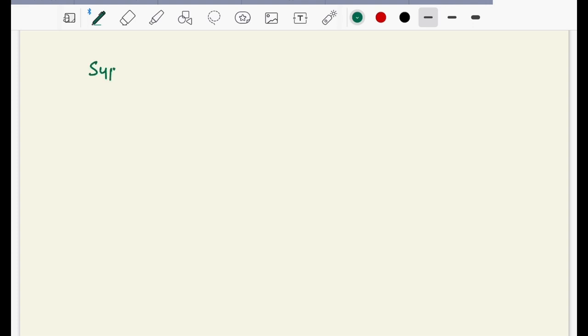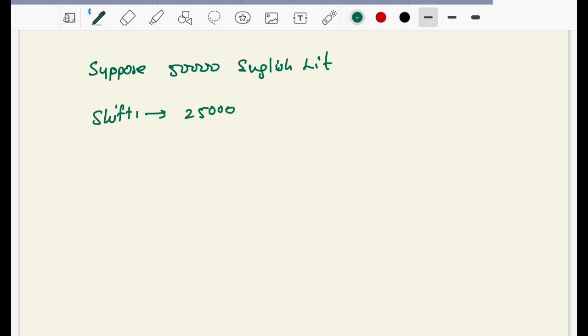So suppose, take some patience. Suppose there are 50,000 students who appeared for English Literature. In shift 1, let us consider 25,000 students gave the exam, and in shift 2, let us consider again 25,000 students gave the exam, right? Which makes a total of 50,000.